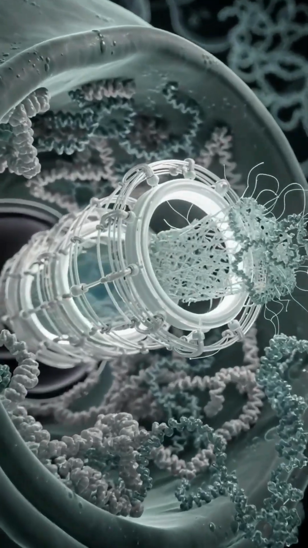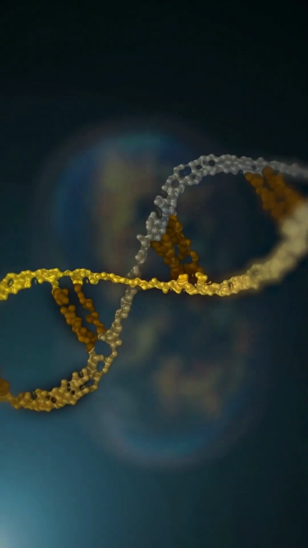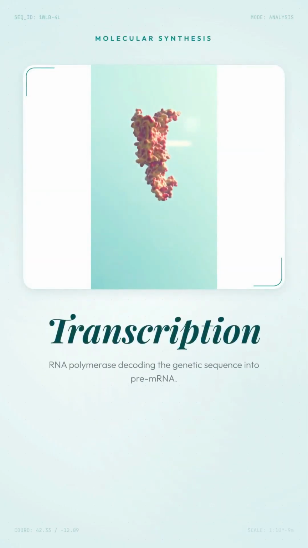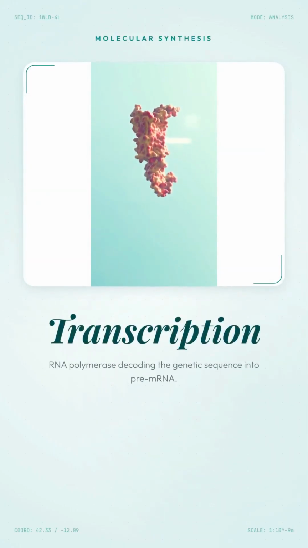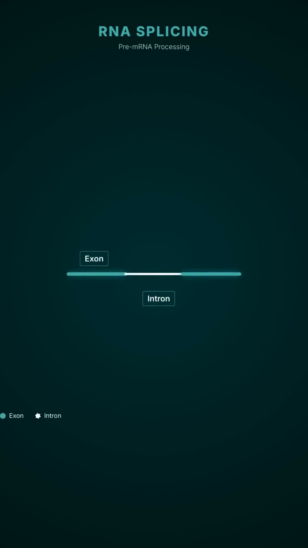Now we enter the nucleus, the control center where genetic information is stored. DNA replication is a rapid, precise process that ensures genetic continuity. Transcription converts genetic code into mRNA, the blueprint for protein synthesis. Splicing removes non-coding regions, refining the mRNA for export to the cytoplasm.